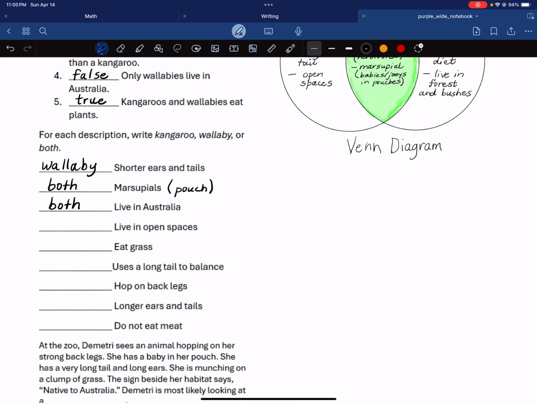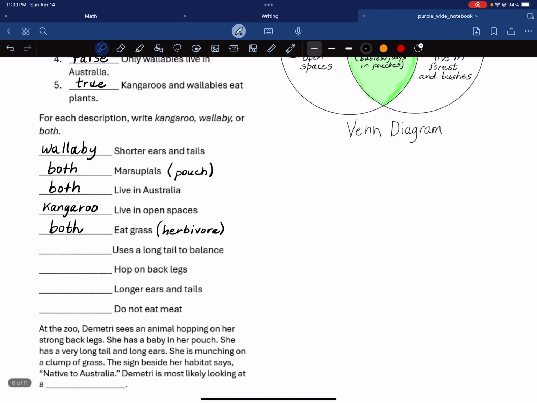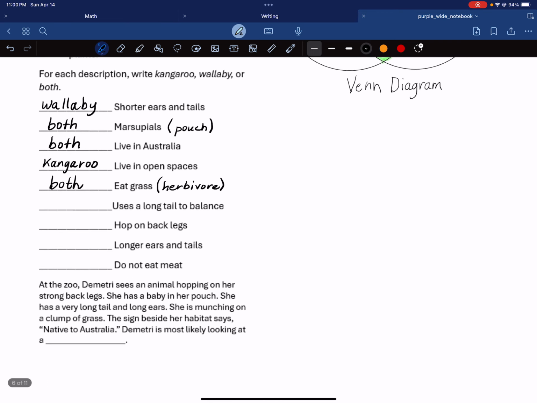Live in open spaces. That is a kangaroo. Eat grass. That's that word herbivore. That is both wallaby and kangaroo. Uses a long tail to balance. That is a kangaroo.